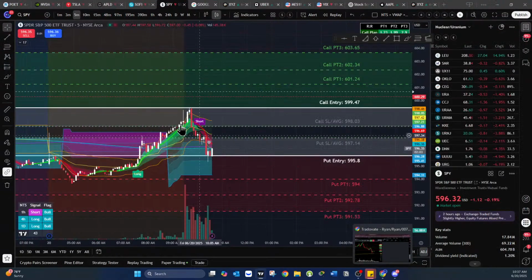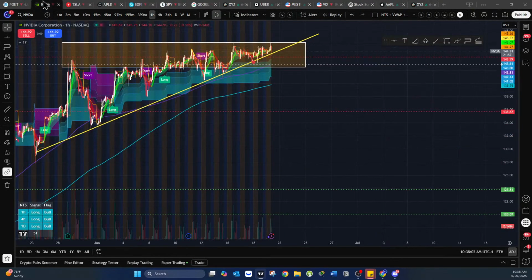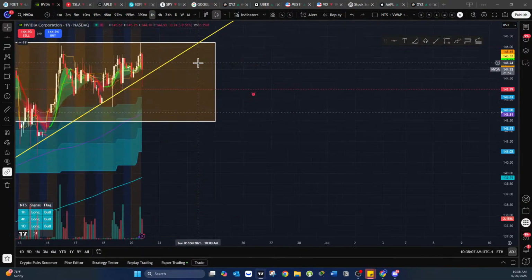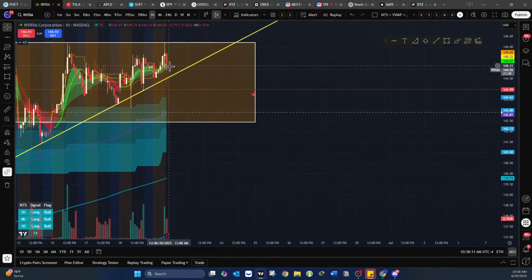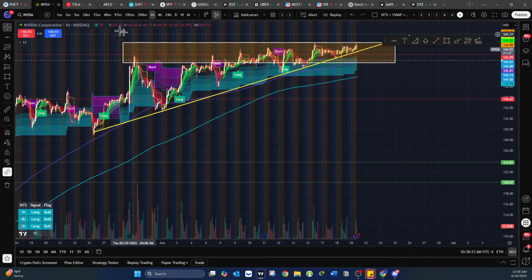A-Lab, let me see. Take a look real quick. There we go. Look again. Nvidia again. It couldn't get above 145. Look at that. I mean, couldn't break out of this range again today. Crazy. Can't make this stuff up.